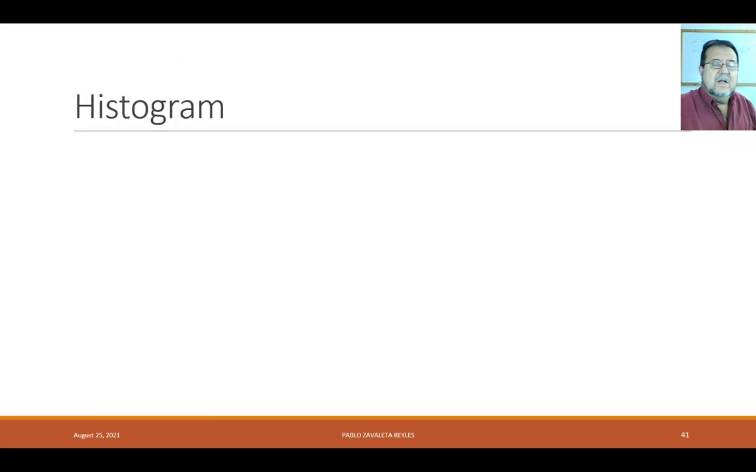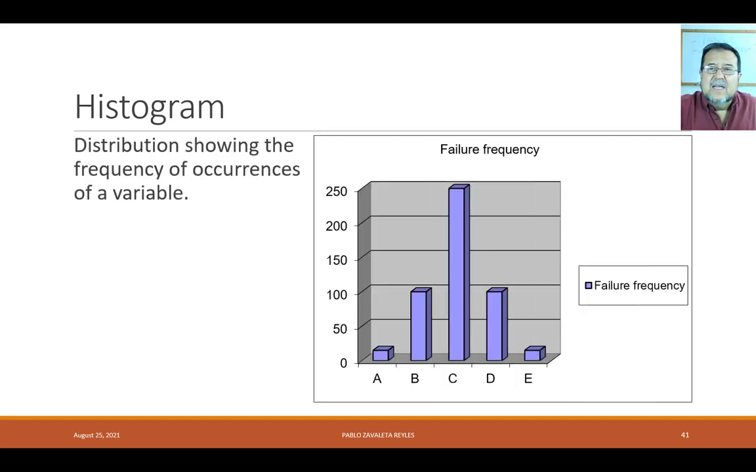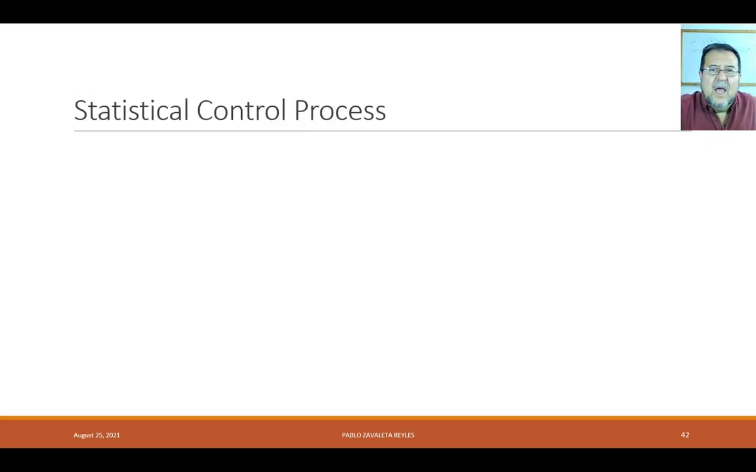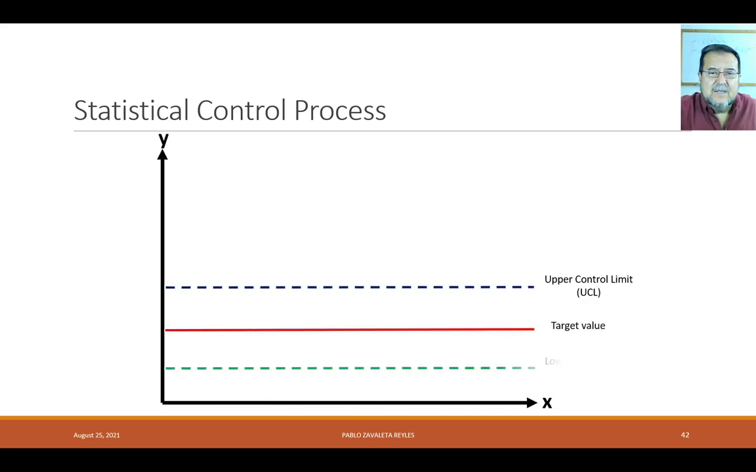Then we can continue on, for example, to a histogram. That's another graph that shows us the distribution of the frequency of the selected variables. And then we go on to the statistical control process. Now this is something that's a very strong tool. This is the basis of modern quality. And let's look at it part by part.